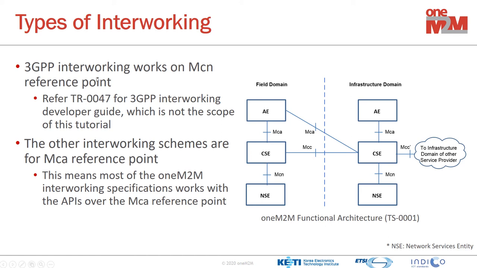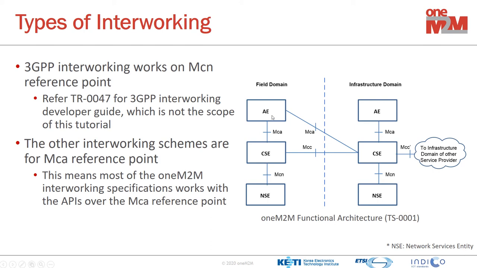The 3GPP networking is like this. There is the API server from the core network, for example from the mobile operator, and that is connected with the oneM2M platform. So in the end, oneM2M applications can access those functions via the oneM2M platform. That's the 3GPP interworking or MCN based interworking. MCN stands for the reference point between the CSE and the NSE.